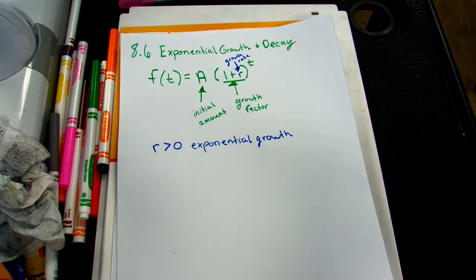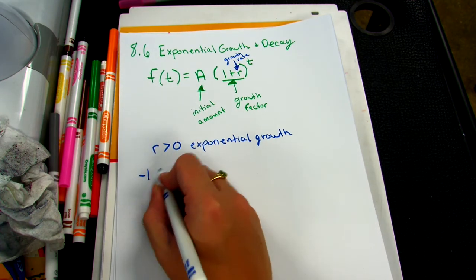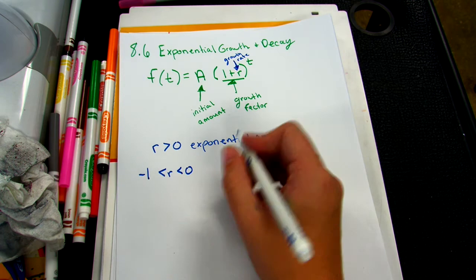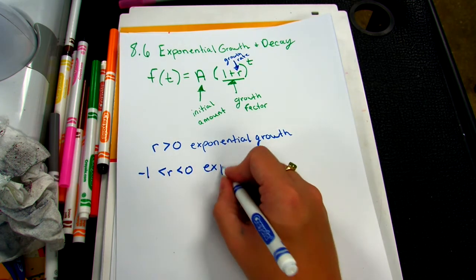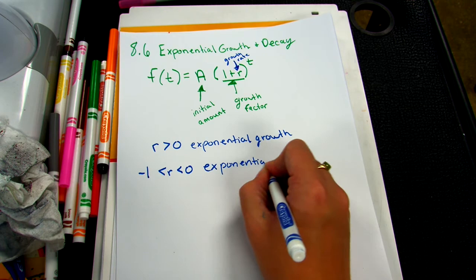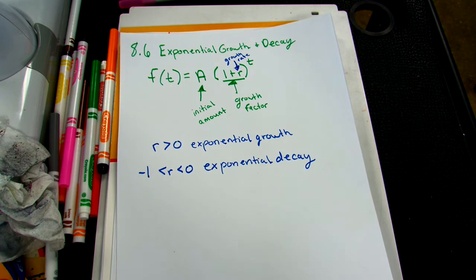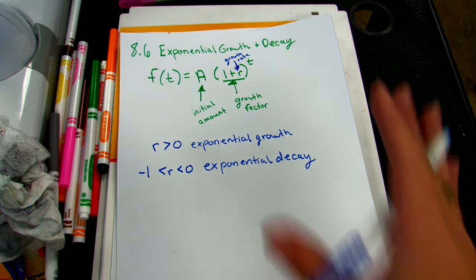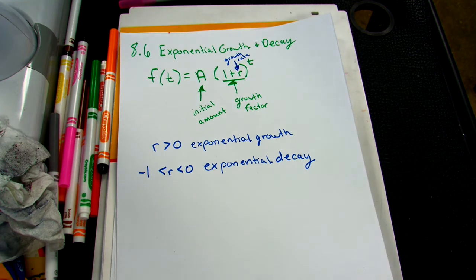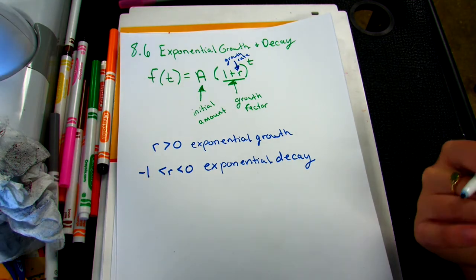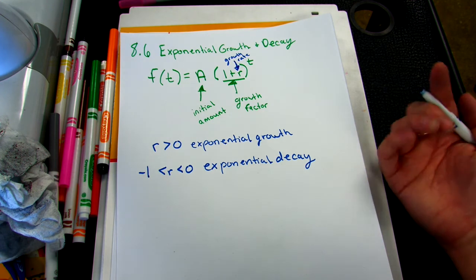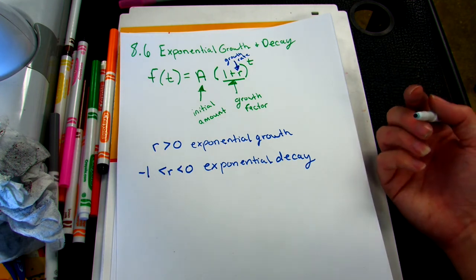And by the same idea, if you have an r that is less than 0, but greater than -1, you're going to have exponential decay. Because if you have something like 50%, that means 50% of the original. If you have 25%, that means 25% of the original. So those are all the important information that you need to know for exponential growth and decay functions. We talked about the A and the R and the growth factor, which is 1 plus R. So let's see if we can get some examples done.